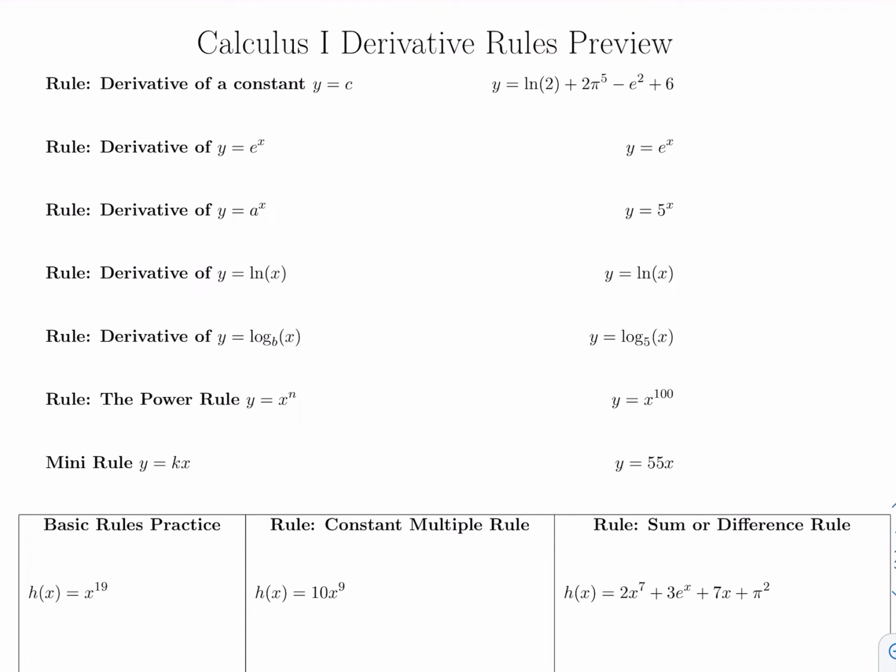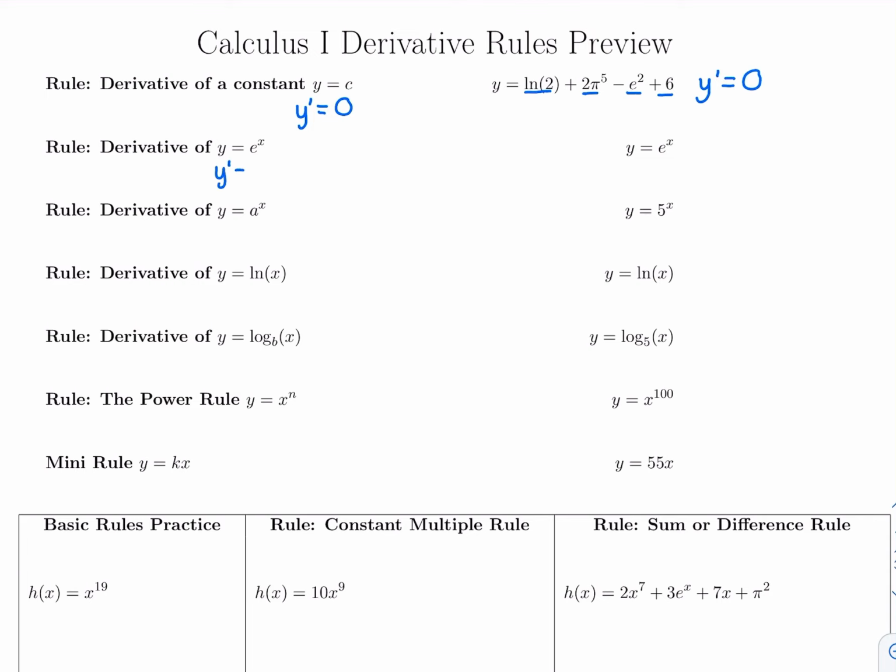So our first derivative rule is the derivative of every constant. If you have a constant, the derivative is going to be 0. So next door we have ln of 2, which is a constant. 2 pi to the 5th is a constant. Minus e squared is a constant. All these are just numbers. They don't have a variable with them, so their derivative is 0. You could plug that into a calculator, add it all up. It's going to be a number. Derivative of every number is 0.